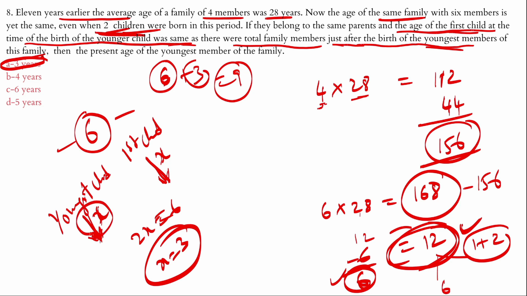So the youngest child's age is 3, and the first child's age is 6 plus 3, which is 9.